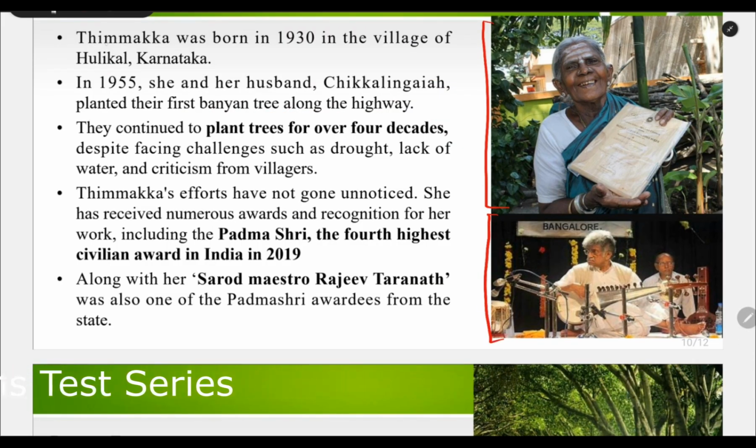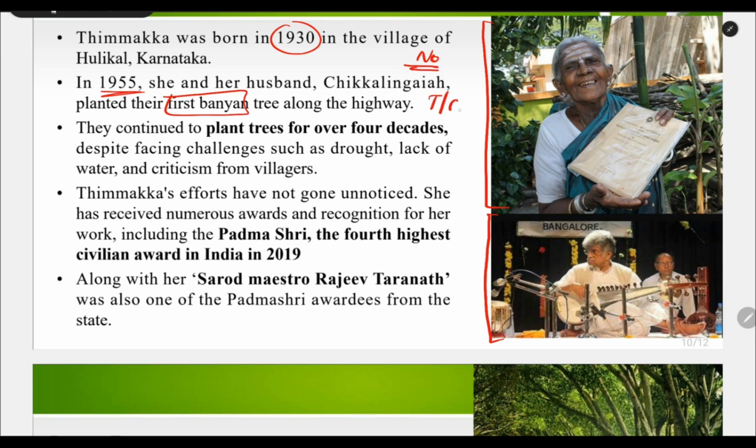Let us discuss that. Salumarada Thimmakka, born in 1930 in the village Hulikal, and in 1955 her husband Chikkalingaiah planted the first banyan tree along the highway road. Since they had no child, they took care of the trees as if they were their own children and nourished them. Be it drought and harsh conditions, lack of water, and criticism from the villagers, they didn't care for anything and did their best for society.